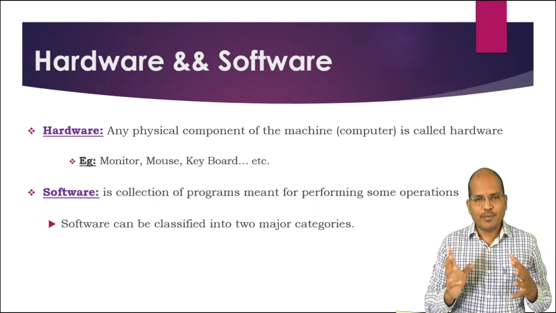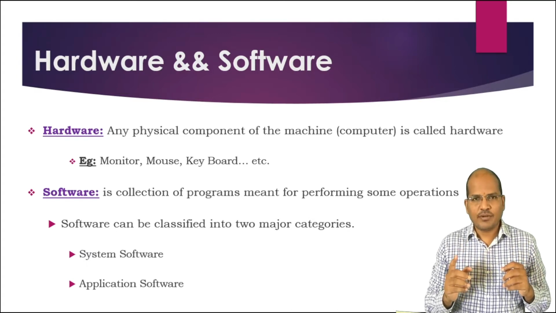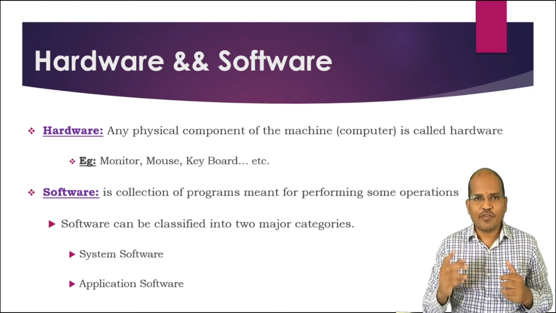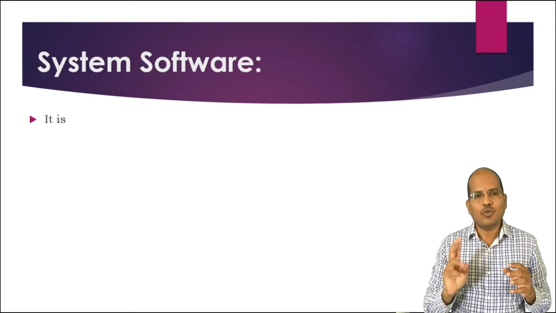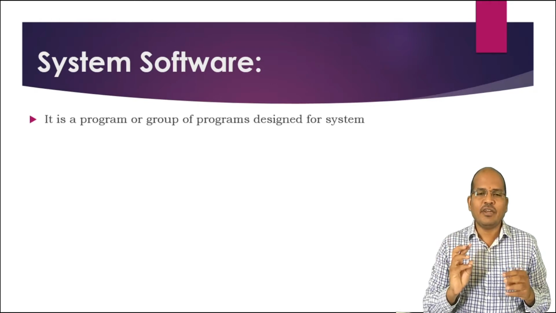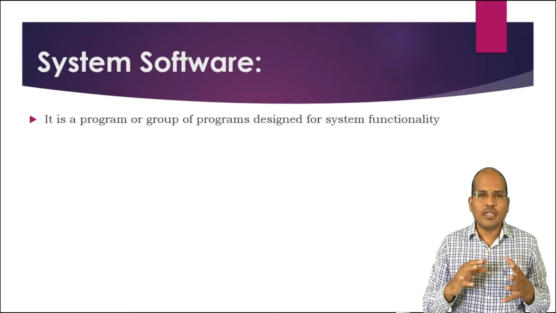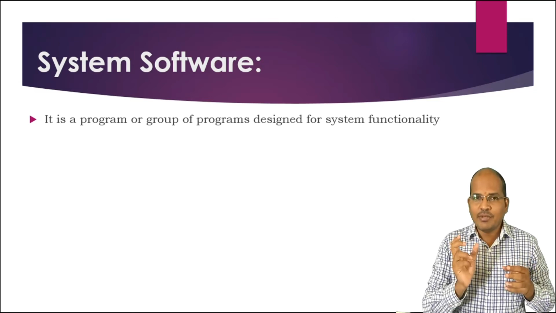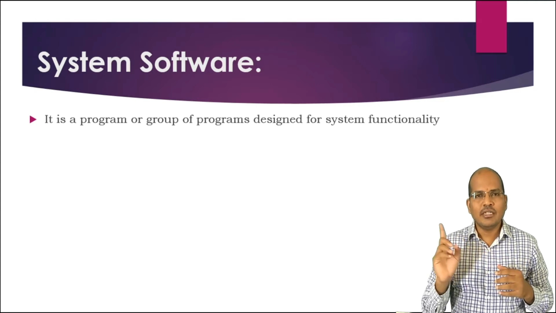Now we have different types of softwares. First one is system software, second one is application software. So keep in mind, softwares can be classified into two categories. First one is system software, second one is application software. So let us see what is system software. As the name says, system software, a software designed for system functionality. So it is a program or group of programs put together to make the system work according to its make and wear. So the name says system software. Software designed for system functionality is called as system software.